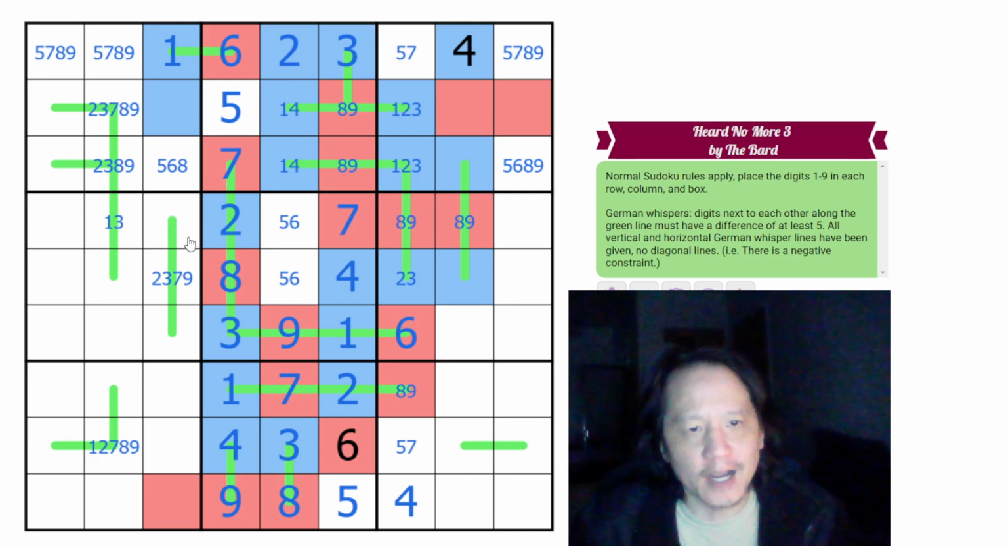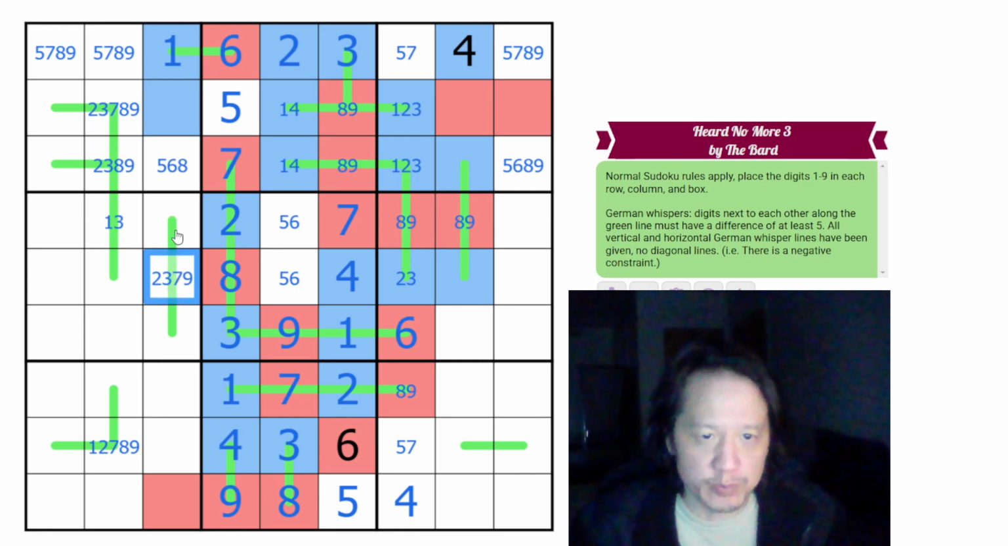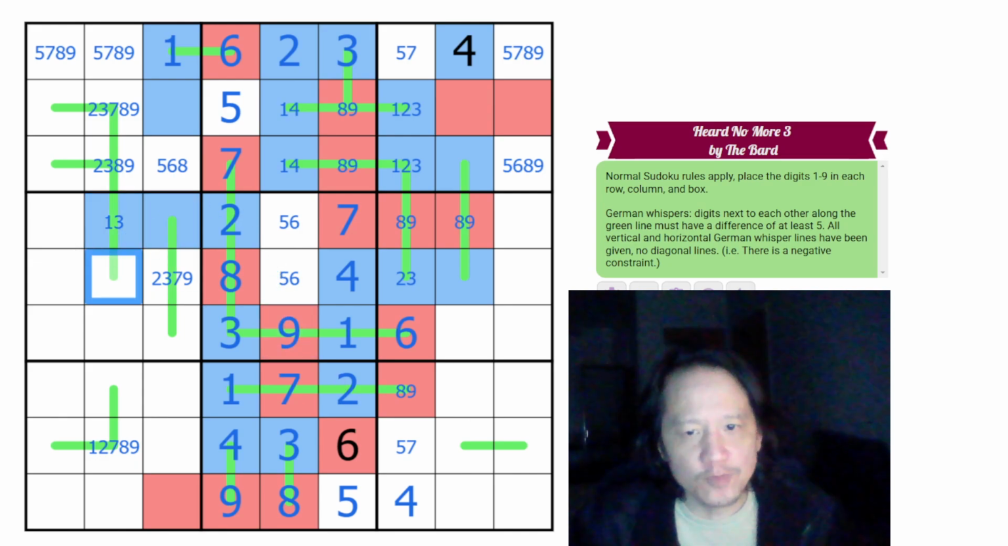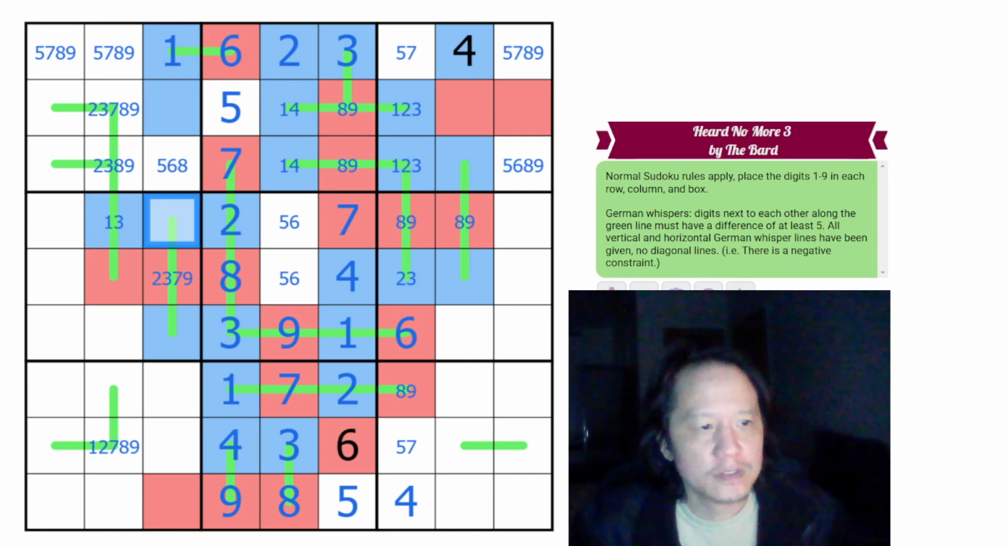If it were a high, it would have to be 6, but 6 can only be next to 1 on a German whisper line, so this can't be 6. Therefore, this must be low, and this is a low, obviously. Therefore, this must be high. This must be high. This must be low because it's next to a low. Oops. This has to be high, which makes these 2 lows, and therefore this must be a high.